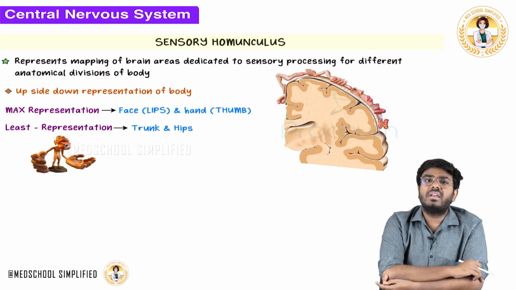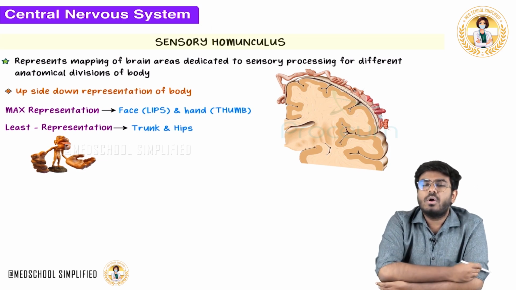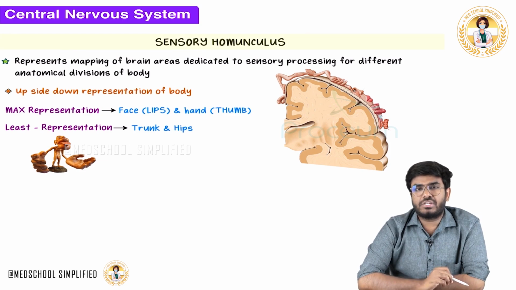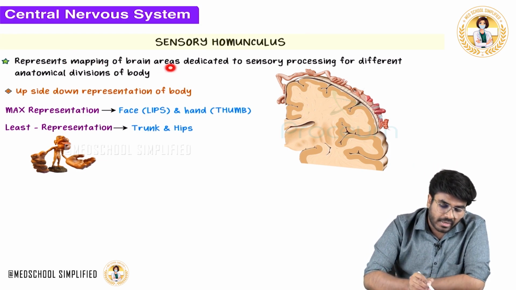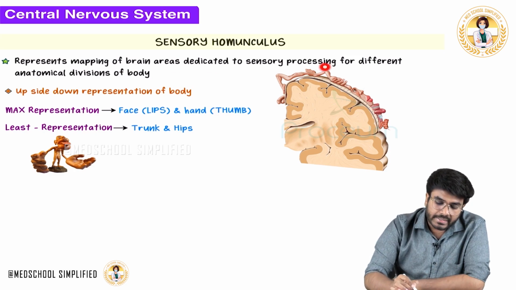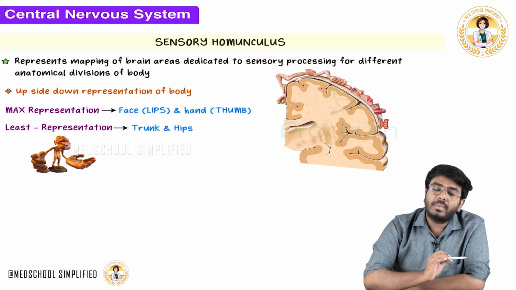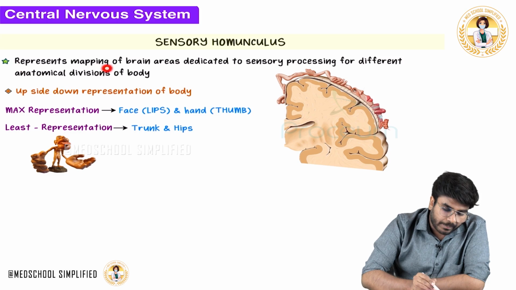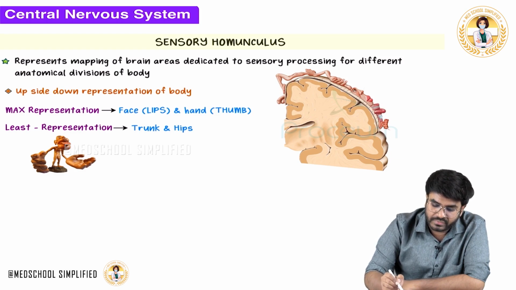Having said that, now let's discuss the sensory homunculus. What is this sensory homunculus, sir? It is a representation of the mapping of the brain areas dedicated to sensory processing for different anatomical divisions of the body. Sir, what exactly does this statement mean? If you see, it represents a mapping of the brain areas. So this is one area, second area, third area, fourth area, fifth area and sixth area.